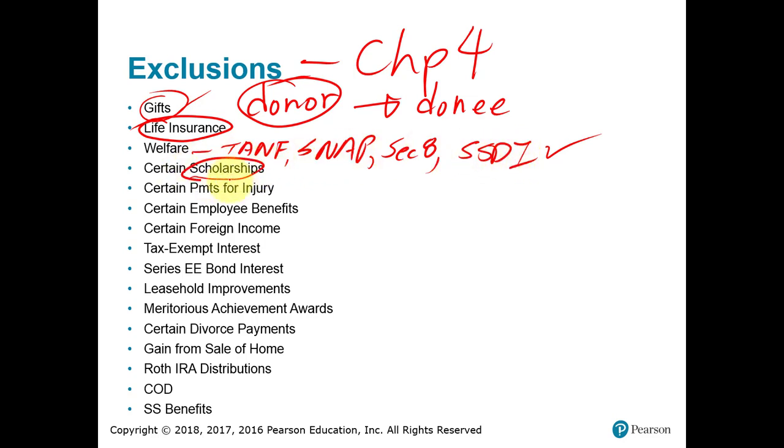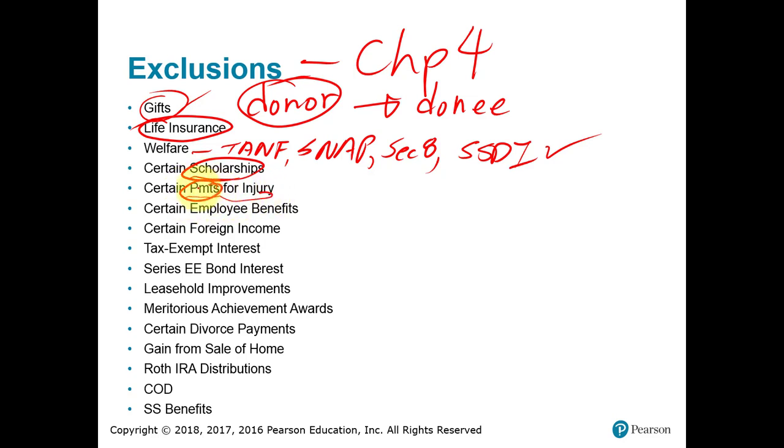If you receive a scholarship and you use it for qualified education costs, then the scholarship is tax-free. And that means if you receive a scholarship and don't use it for qualified education costs, like room and board is not a qualified education cost, that scholarship is generally taxable, includable.